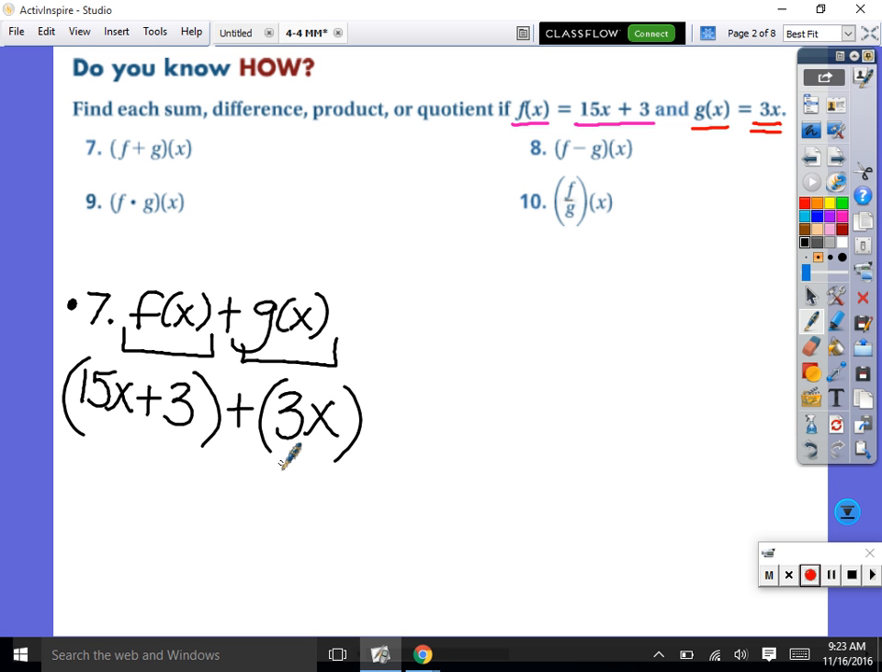So now you actually simplify it. You say, what operation am I doing? It's addition. So with addition, we're just combining like terms, right? So 15x plus 3x is how many x's? 18x's. So 18x's, we just combined like terms, and then we have plus 3. So we just added up f of x plus g of x, so that's our answer.